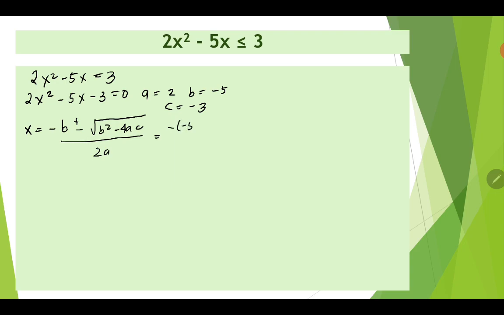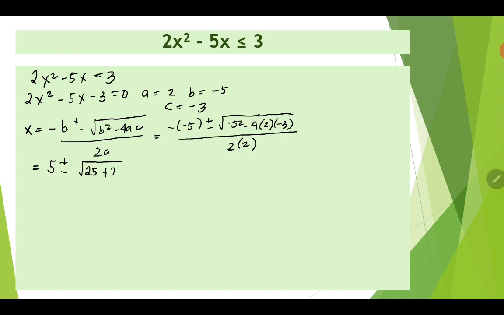So, negative 5 plus minus square root of negative 5 squared minus 4 times 2 times negative 3, all over 2 times 2. Okay? So, magiging negative times negative, kaya magiging positive 5 plus minus negative 5 squared is 25, positive 25, negative 4 times 2 is negative 8 times negative 3 is positive 24. All over 2 times 2, that is 4. So, magiging 5 plus minus 25 plus 24 is square root of 49 all over 4. And then 5 plus minus square root of 49 is 7 over 4.